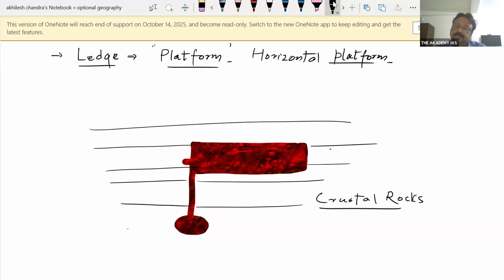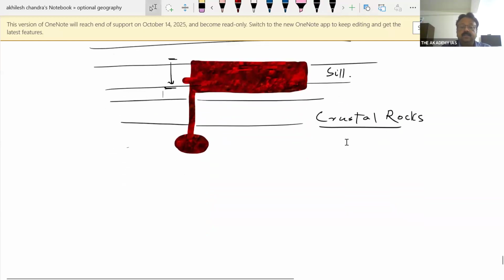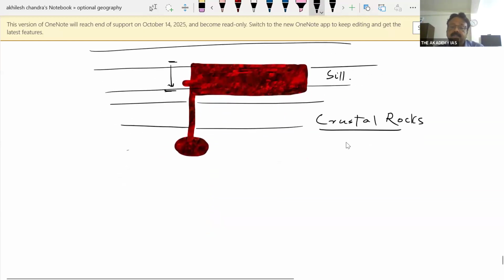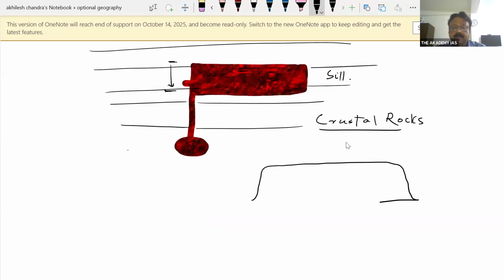These are called sill. And they are thick, very thick, ranging from several 100 meters. This is the thickness. And once the upper part gets eroded, तो ये जब ऊपर के crustal rocks erode हो जाते हैं तो ये कुछ ऐसे दिखते हैं बच्चे कि it looks like a sharp tableland formation on the earth crust.